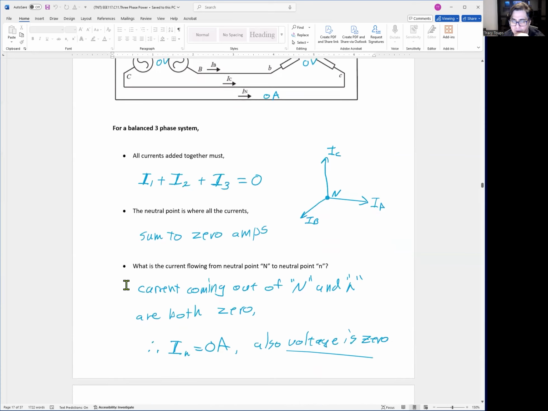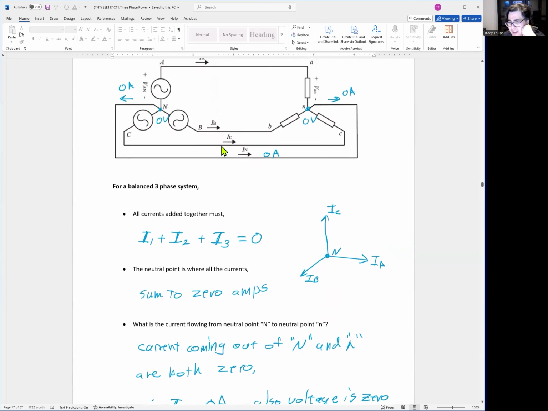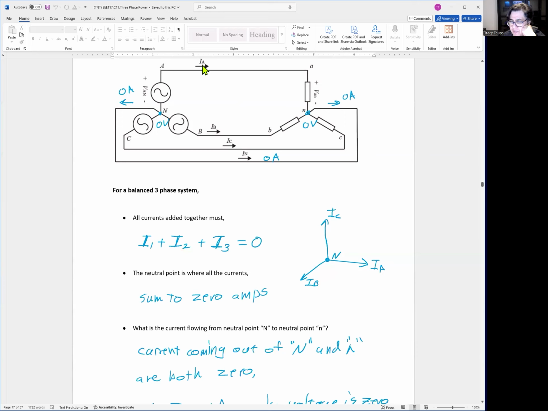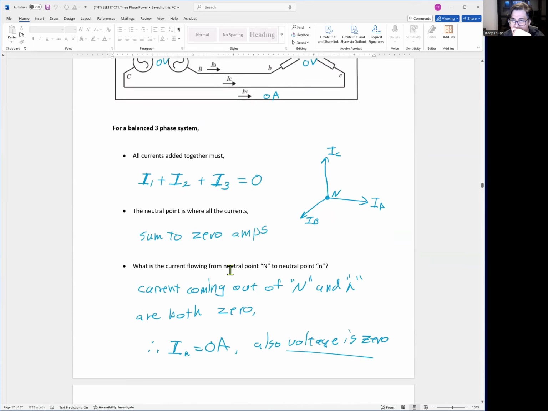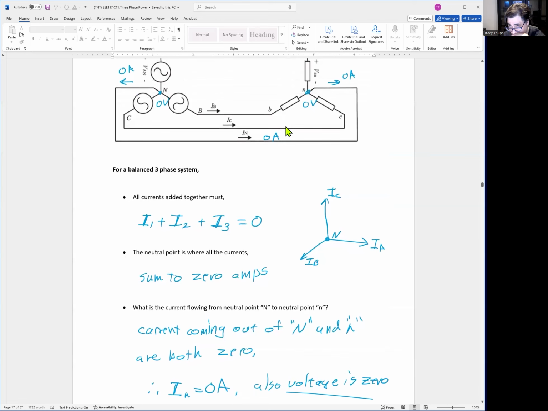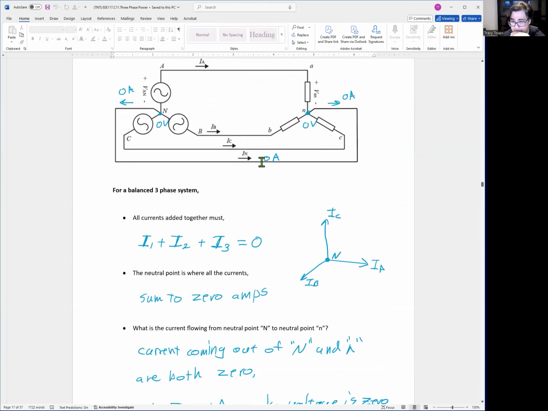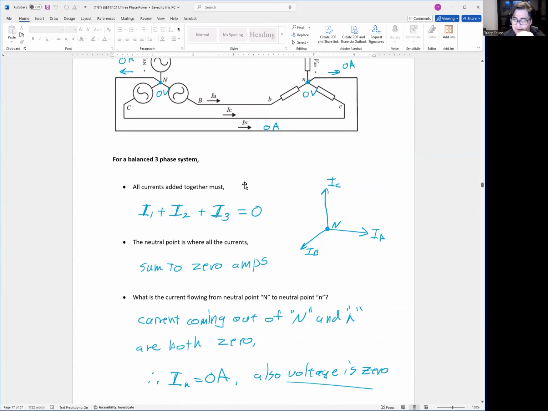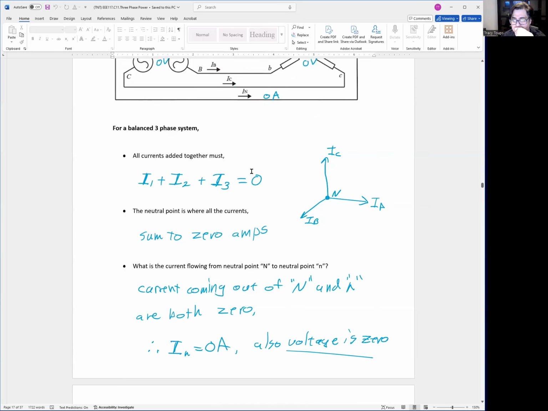Okay. But we do label IN here in case it is unbalanced. And the way a lot of engineering books and people label it, IN is in the same direction as IA, IB, and IC. So they're all pointing from left to right, or from source to load, right? So if you add all these up together, there should be 0. If they're not 0, you have to add them all up together, and then you'll get a non-zero number for the neutral current. Okay.